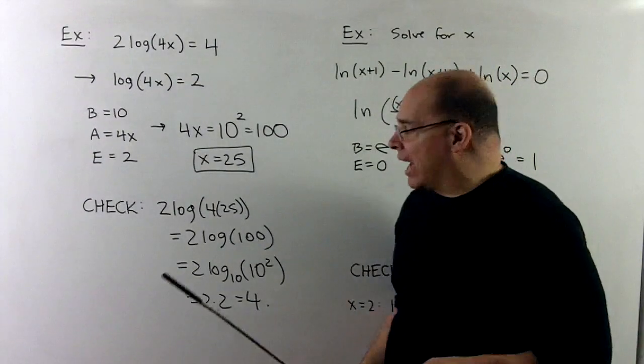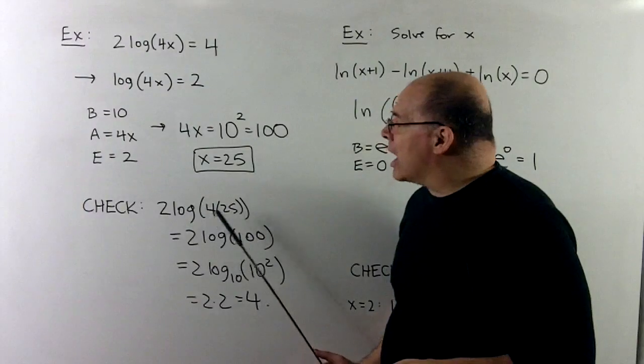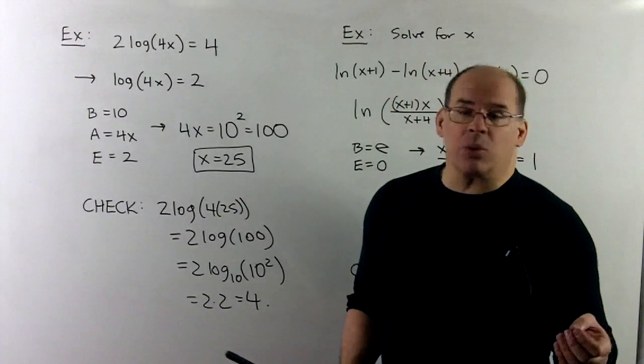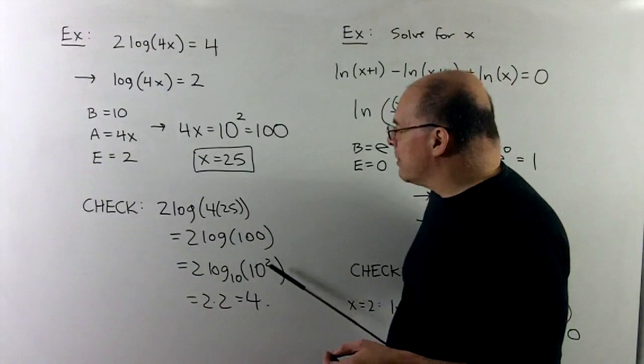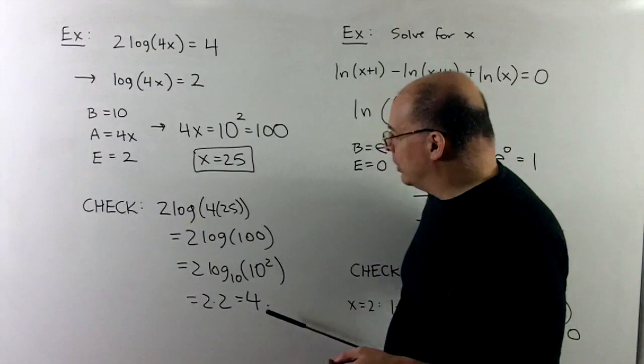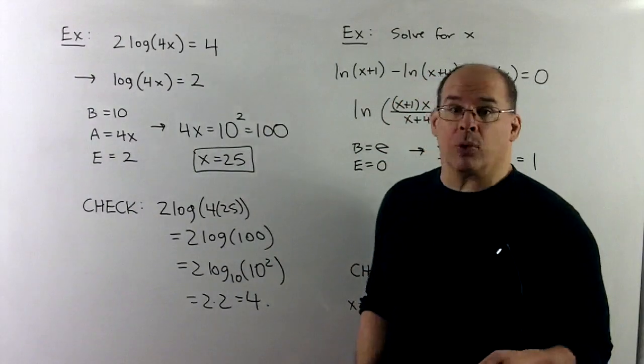Of course, we check. So we'll have 2 log of 4 times 25, which is 100. 100 is 10 squared. So our bases match, and then we just get a 2 to come out. We multiply by 2. We get the 4 that we're looking for.